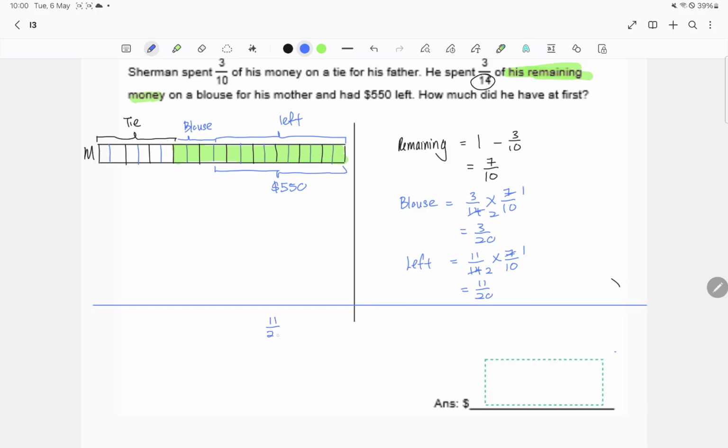We know that 11/20 of the money is 550. We can find 1/20 of the money, which is 550 divided by 11. You'll get 50. Then you can find the entire sum of money, which is 50 times 20. You will get 1,000. So how much money he had at first will be $1,000.